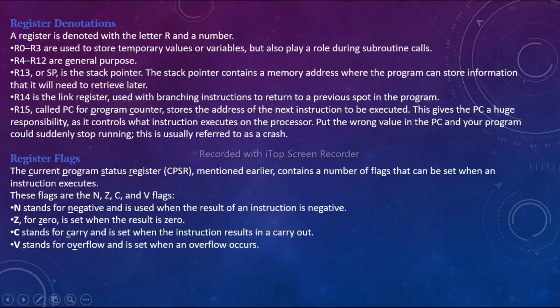Register denotations. A register is denoted with the letter R and a number. R0 to R3 are used to store temporary values or variables but also play a role during subroutine calls. R4 to R12 are general purpose. R13, or SP, is the stack pointer. The stack pointer contains a memory address where the program can store information that it will need to retrieve later. R14 is the link register, used by branching instructions to return to a previous path in the program. R15, called PC, the program counter, stores the address of the next instruction to be executed.